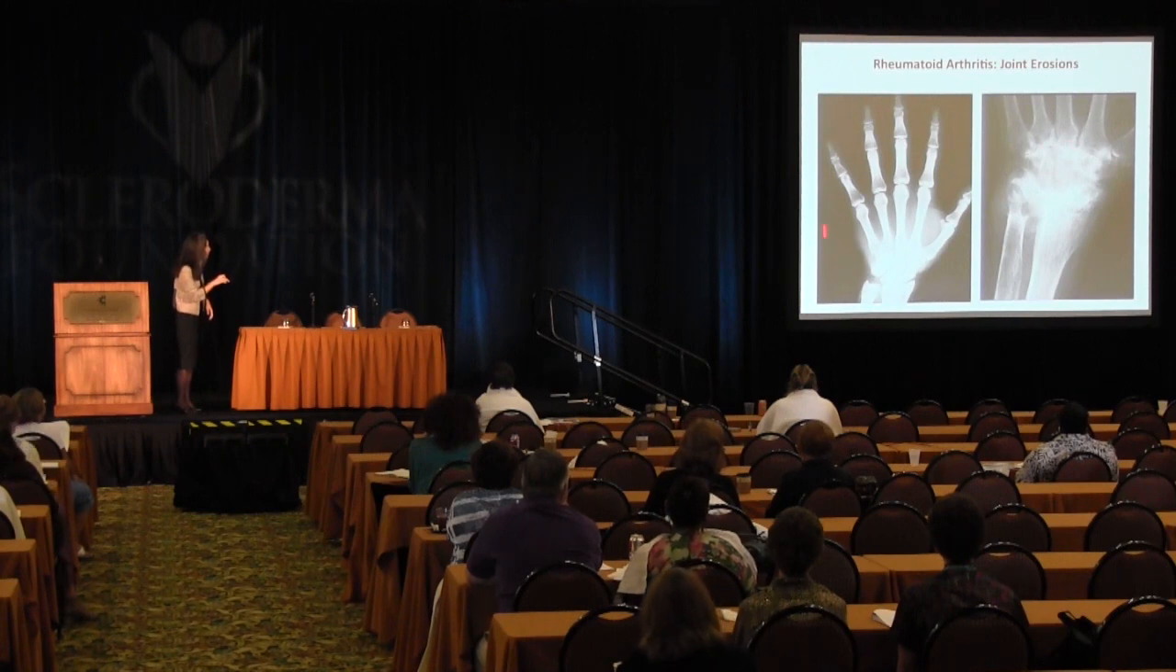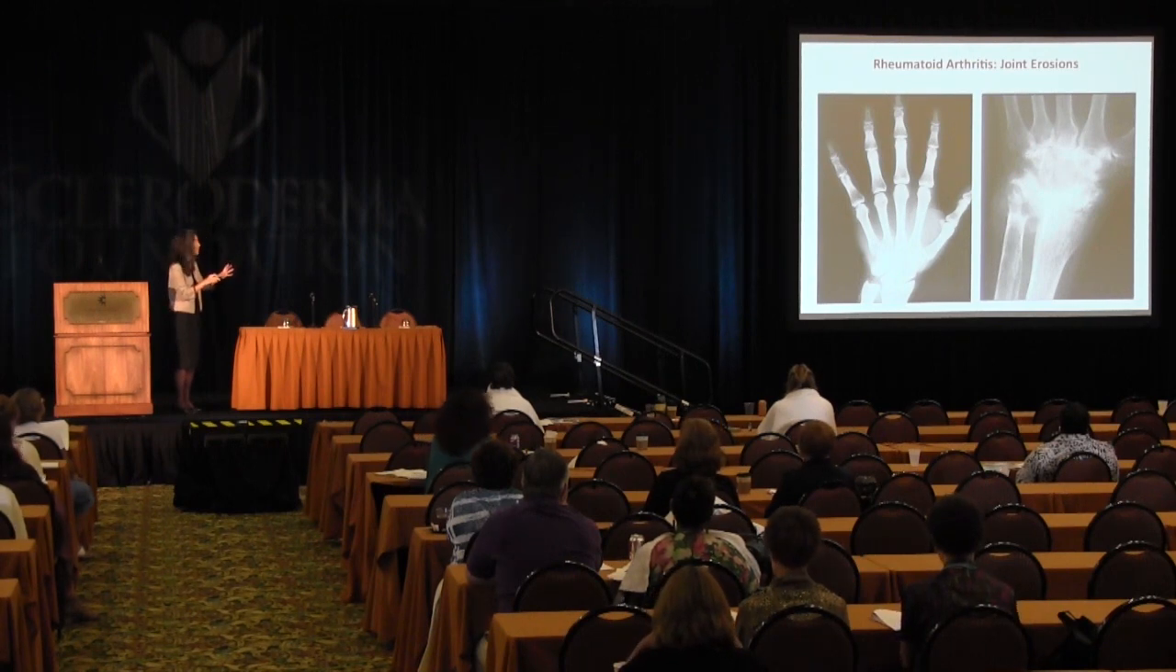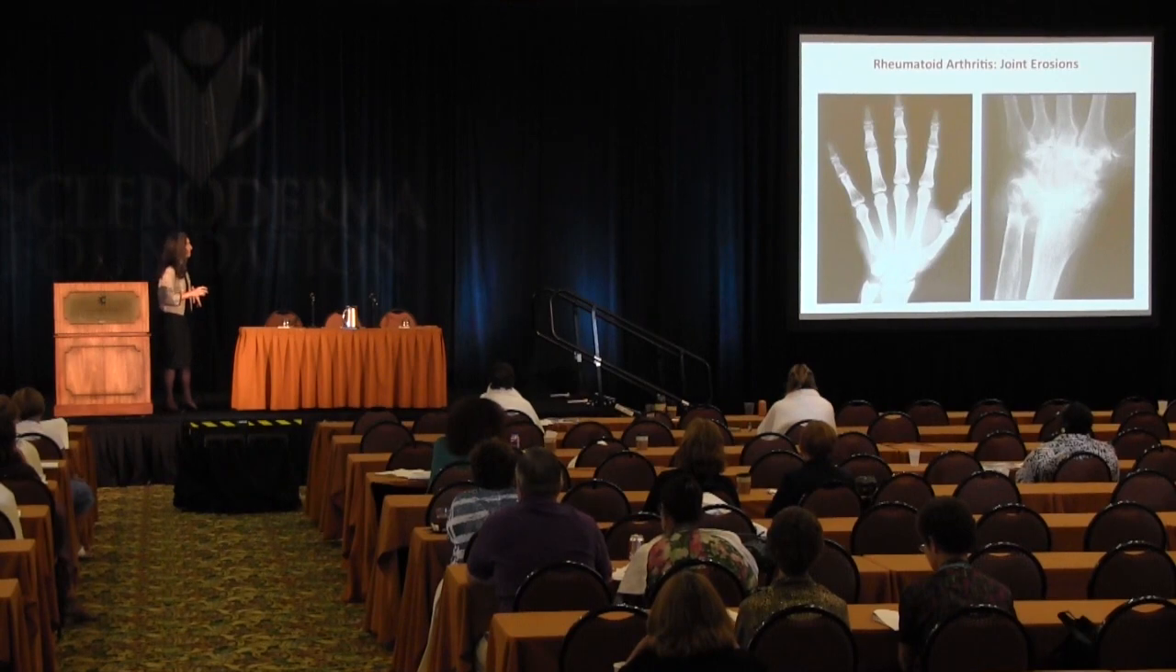And here's a normal hand film. And here are the carpal bones of the wrist. And here you can see massive erosion, distortion, destruction of the architecture. So this poor person probably cannot use their wrist very well anymore. And we're obviously trying to avoid this complication.